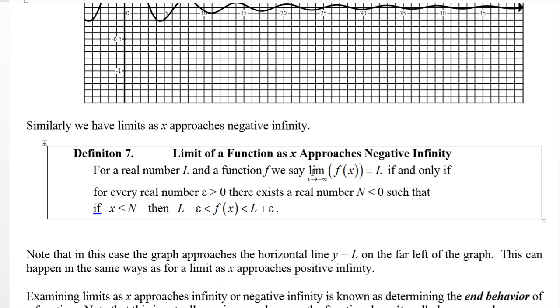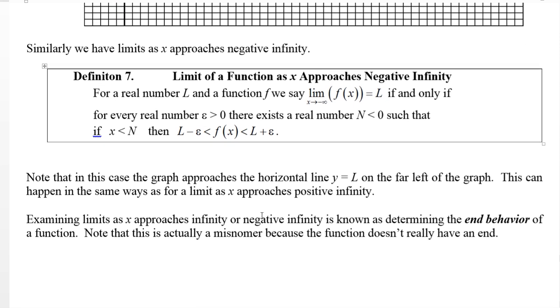As x goes to negative infinity, it's very similar. We have a real number L that's a limit, and a function has that limit as x goes to negative infinity if and only if for every epsilon greater than 0 there exists a real number n, which is a negative number, such that if x is less than that number, then L minus epsilon is less than f of x, which is in turn less than L plus epsilon.